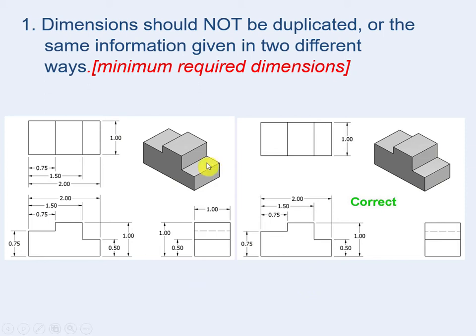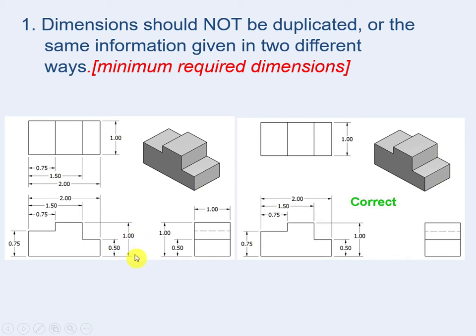One, dimensions should not be duplicated, or the same information given in two different ways. As an example, you can see here, guys, in the top view or on the front view or side view. On the front view, the length between this line and this line is 2. That's right? And the same length is given on the top view, 2. One of them should be removed. Same thing for the 1.5 dimension. Same for the 0.75 dimension.